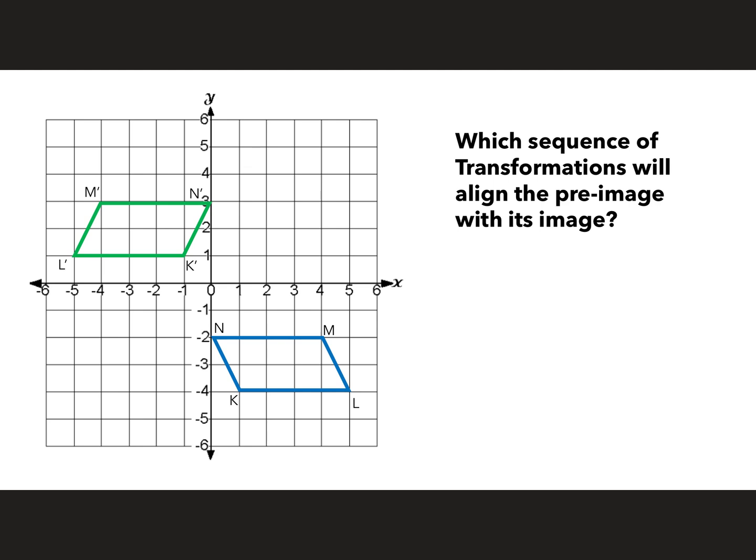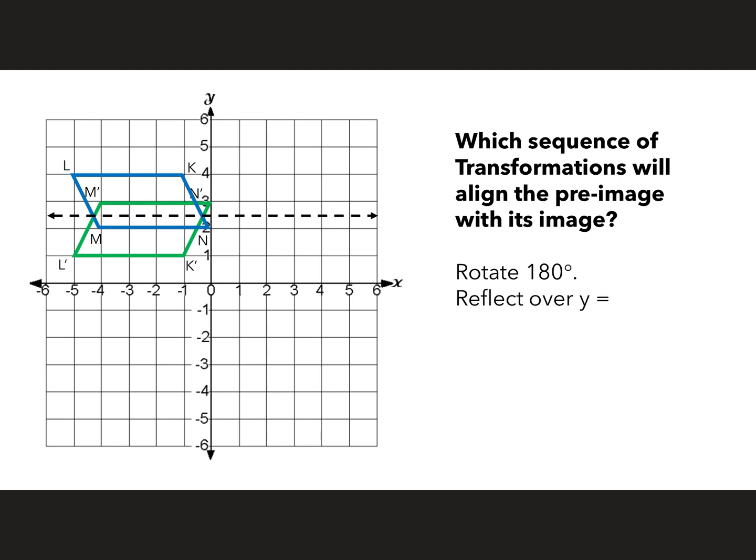Pause it, talk with someone, figure it out, and then come back. All right. How many of you guys said, let's rotate that 180 degrees? Well, let's see what that looks like. Uh-oh. I rotated it, and it's not looking like it's matching up. I can't even translate it. I can save myself by reflecting it over where? Looks like a line about right here. Where is that line? It looks like it's where y equals 2.5.